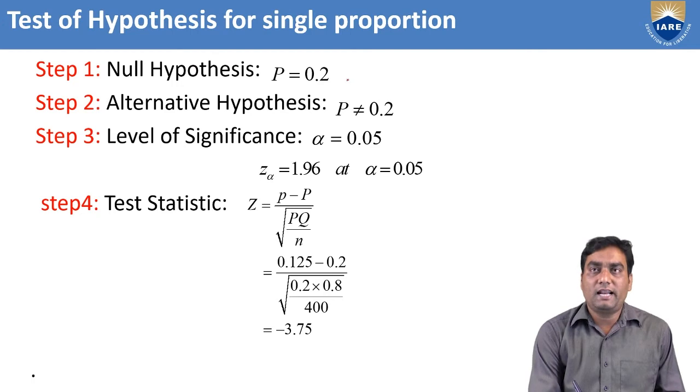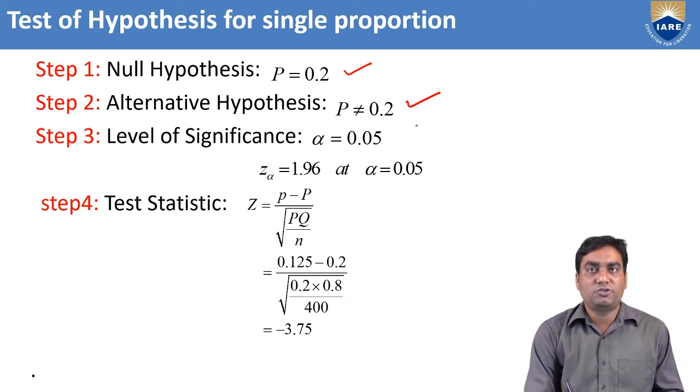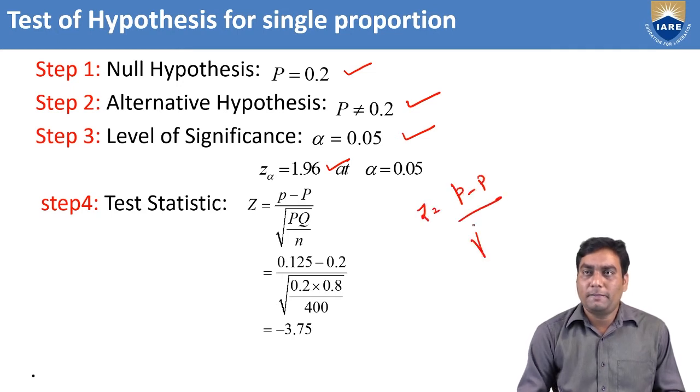Now we set the null hypothesis by taking capital P, population proportion, equal to 0.2, and the alternative hypothesis which is against the null hypothesis. Alpha value 0.05; Z alpha value we can choose from the table. In step 4, the test statistic Z equals small p minus capital P by under root of PQ by N. Small p value we got 0.125 minus capital P 0.2 by under root of 0.2 into 0.8 by 400, which is minus 3.75.